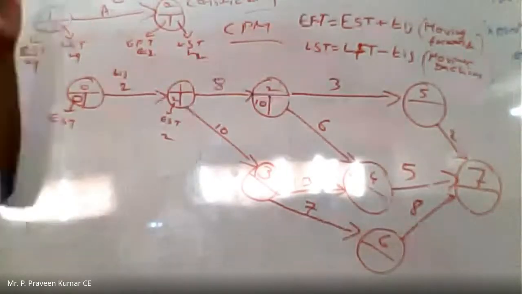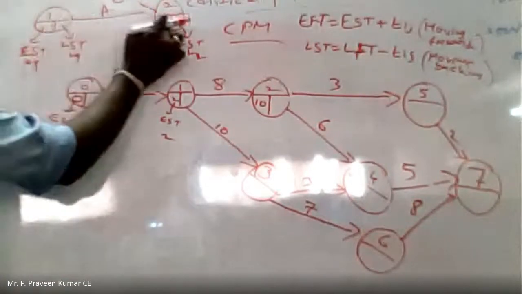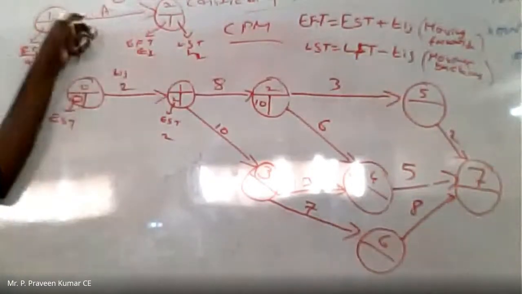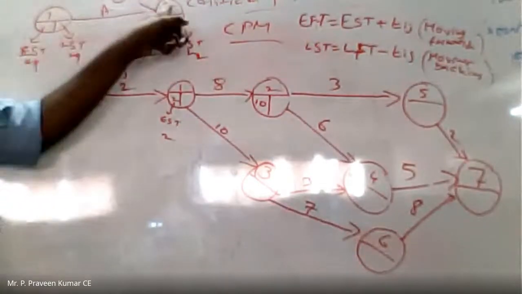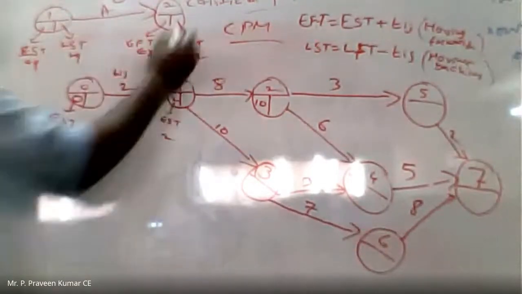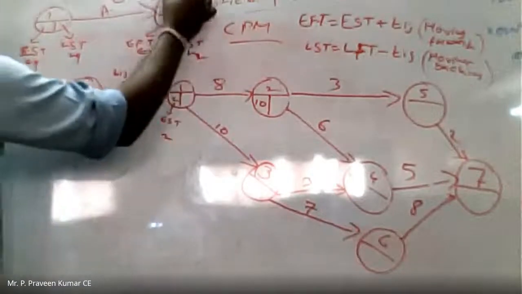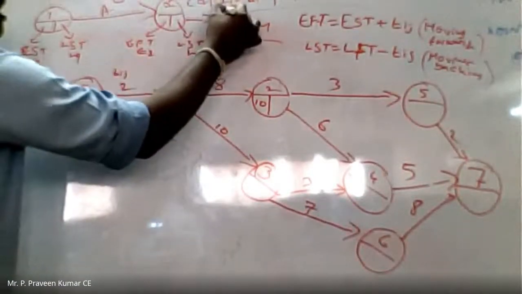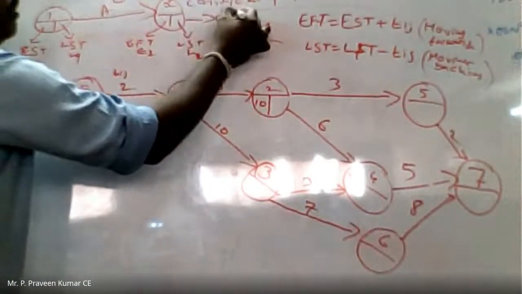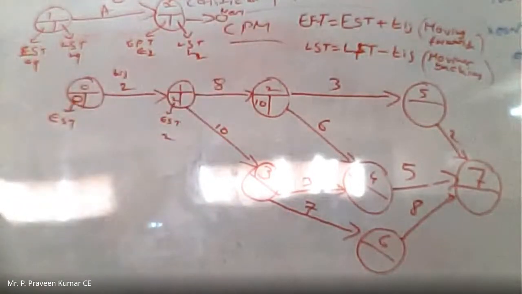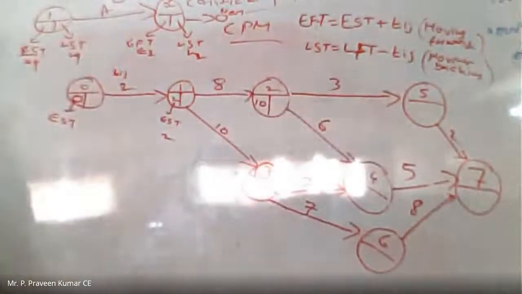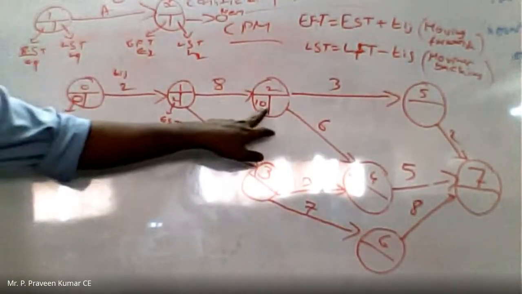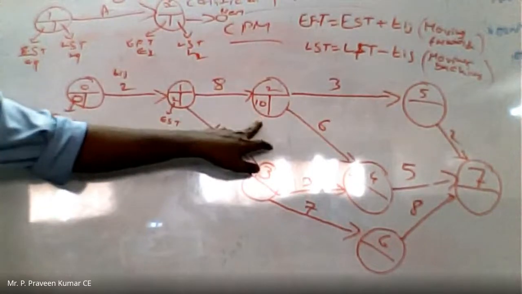I said in the beginning itself, when we are drawing only one activity, this is the tail event and this is the head event. But if you draw another activity, it will become the tail event and it will become the end event or head event. So like that the problem keeps on changing. Okay. Now I have calculated the EFT for this second node.